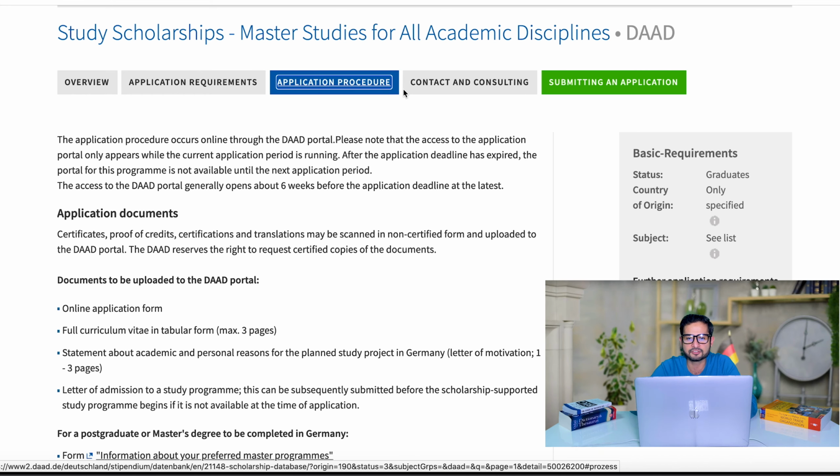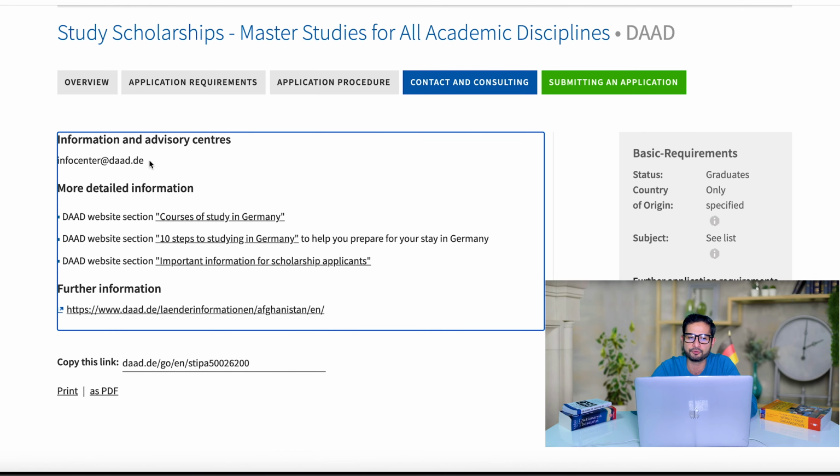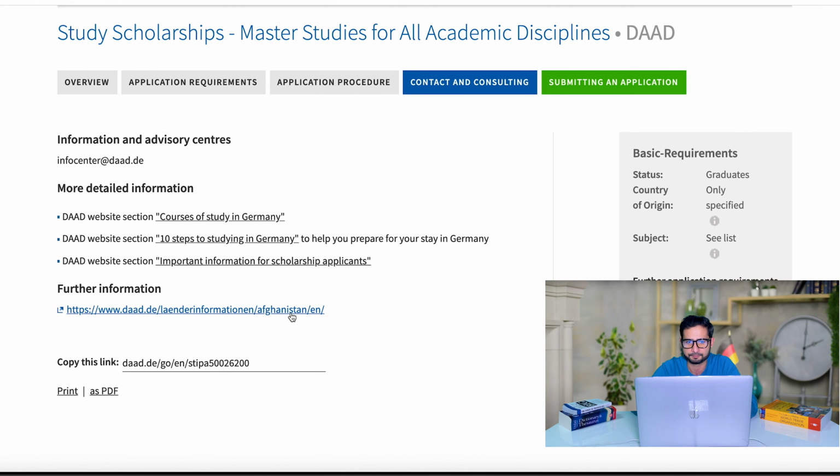Let me take you to the next steps. And let's go to contact and consulting. Here it's going to be different for every country. It just tells you the address where you can email for any advisory issues, and also more detailed information, those links that are required for your country. So it's going to be different for different countries. That's why I don't go for this. As you can see, further information for Afghanistan, and that's in English.